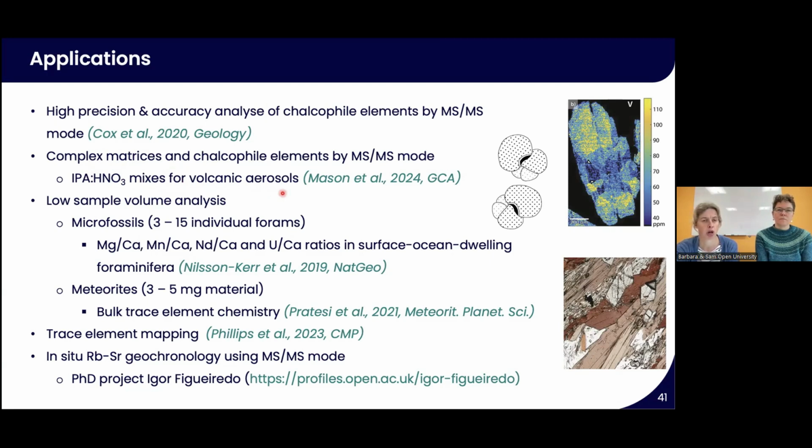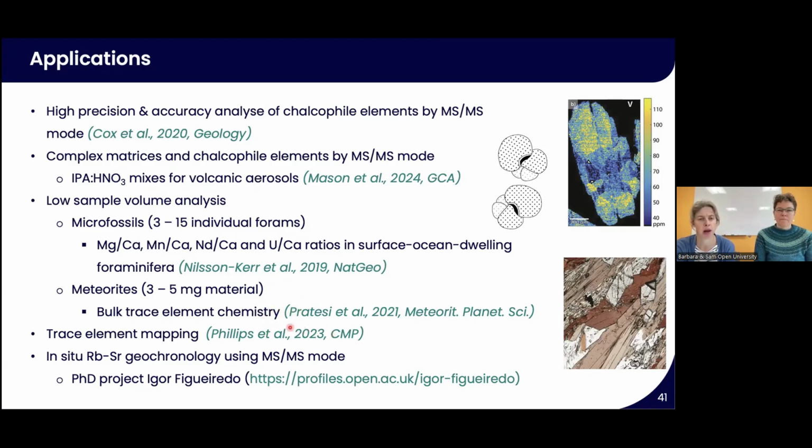We can look at low sample, low volume analysis. So, for example, the work that we do on microfossils, where we can get down to between 3 to 15 individual forams for a trace element analysis, where we look at trace element ratios in terms of reconstructing paleoclimate. Or looking at the meteorite work that we've done, where we digest between 3 to 5 milligrams of material, because that is obviously sample limited for the amount of meteorite that we're given in order to do the digestion and the bulk chemistry on those.